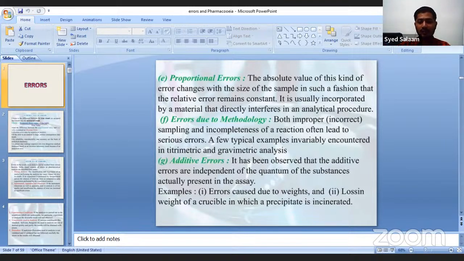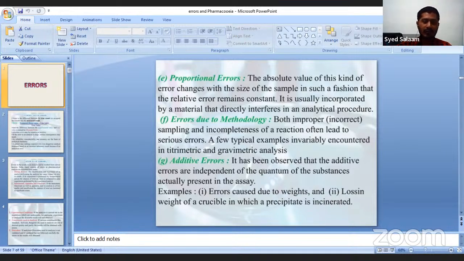And constant errors, that could be independent of the magnitude of the measured amount. If you are calculating or weighing a certain thing, and you're not taking a proper value, at that time you will be obtaining these constant errors. Next is proportional errors. In this, the error changes with the size of the sample.